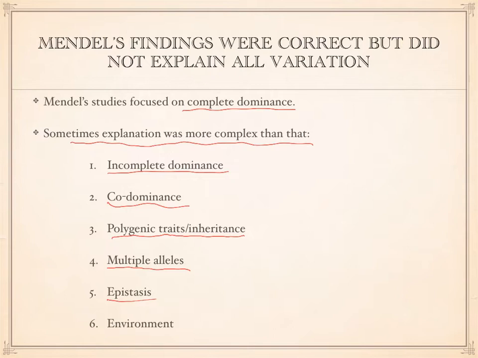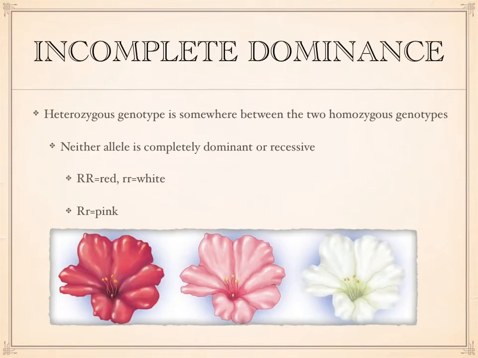Epistasis, where one gene will mask or block the effects of others, and then how the environment can contribute to phenotypes or the expression of a gene in organisms as well. All 6 of these, we'll be talking about in this chapter. So this first complex pattern of inheritance is called incomplete dominance.